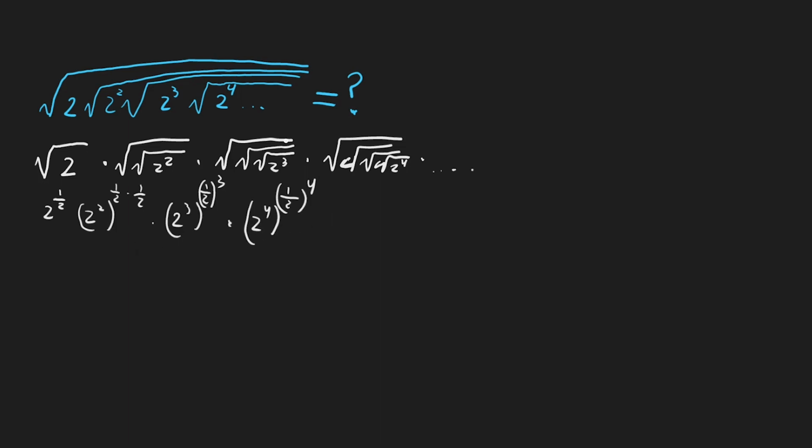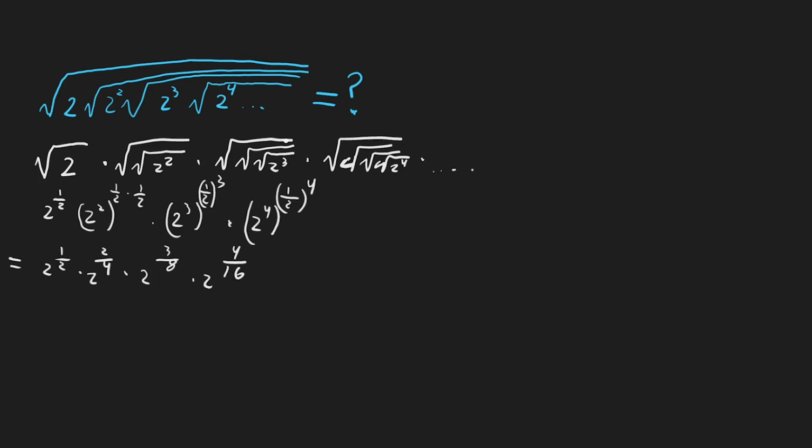So again, we can rewrite this as 2 to the power of a half. This will be 1/4, and we multiply the powers of the roots by 2. So this will be 2/4. 2 to the power of 2/4 multiplied by 2 to the power of, this will be 1/8, so 3/8. And again, we will have 4/16, multiplied by 2 to the power of 4/16.